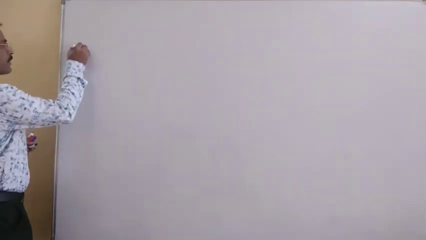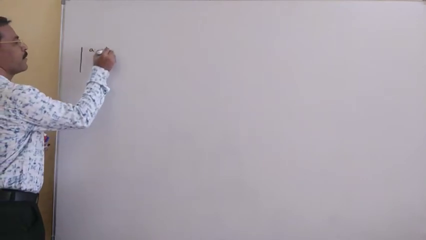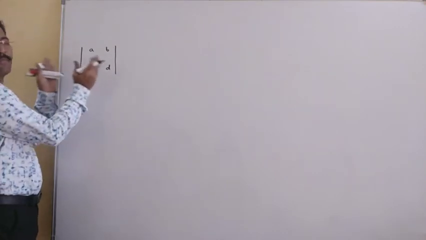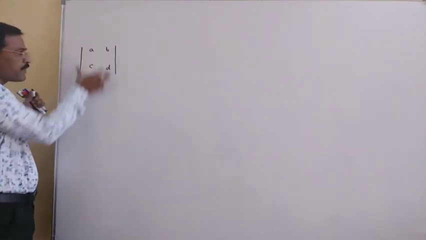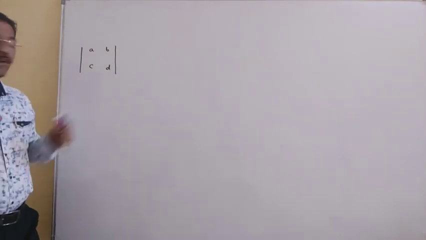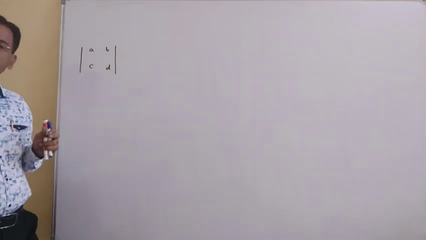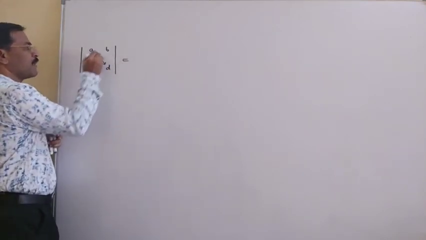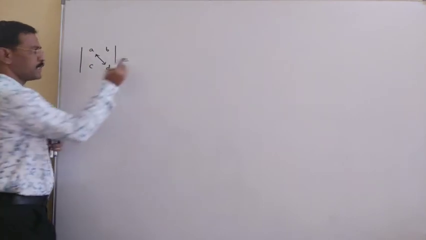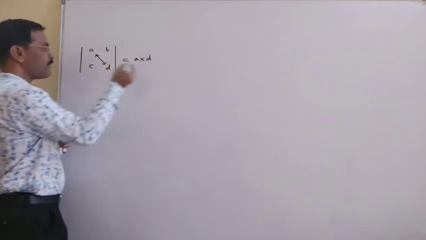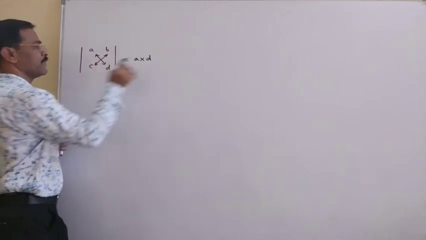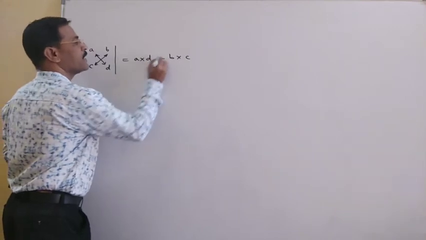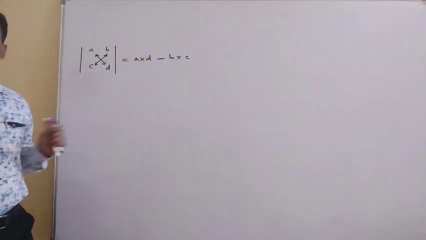Look friends, suppose A, B, C, D are the four elements contained in this kind of matrix. This is called a determinant, and we can find its value. How? There is one particular procedure. First of all, we always multiply these two terms, that is A into D. After that, we multiply B into C. In between them there is a minus sign. This is the rule, and it is very, very important.